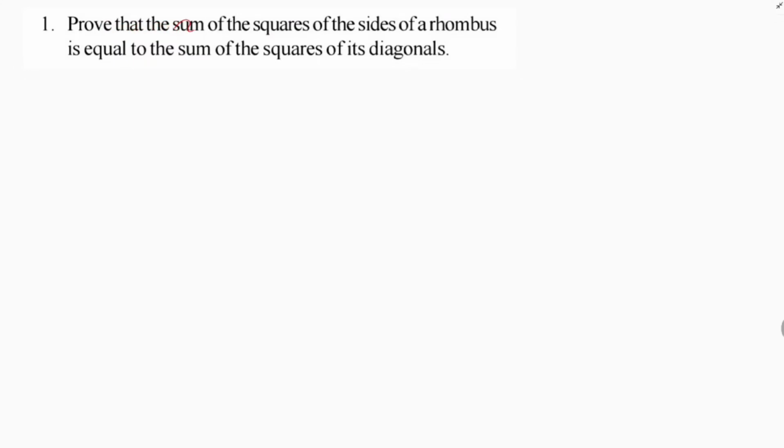Prove that the sum of the squares of the sides of a rhombus is equal to the sum of the squares of its diagonals. So here, if we take a rhombus ABCD.